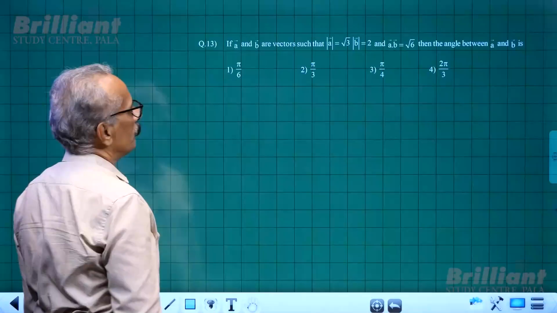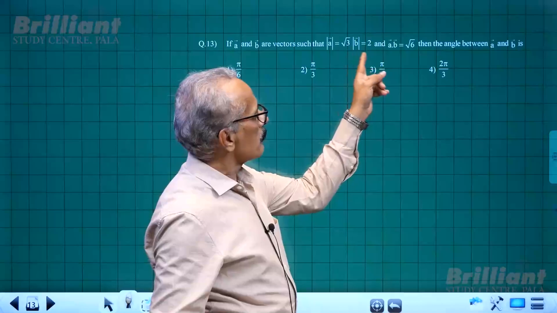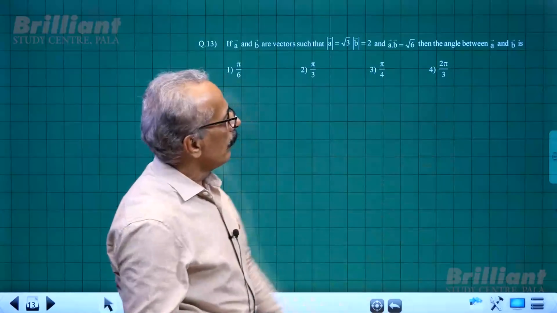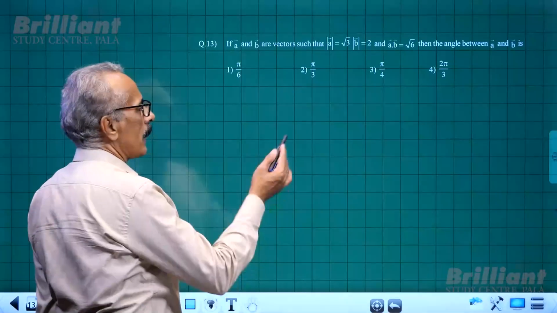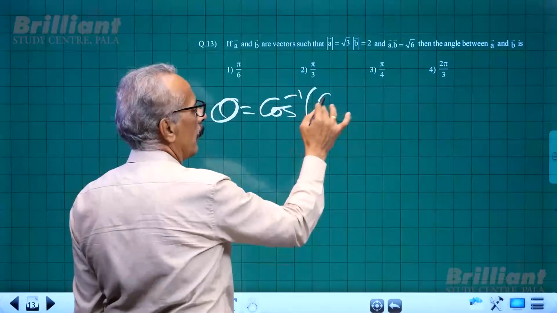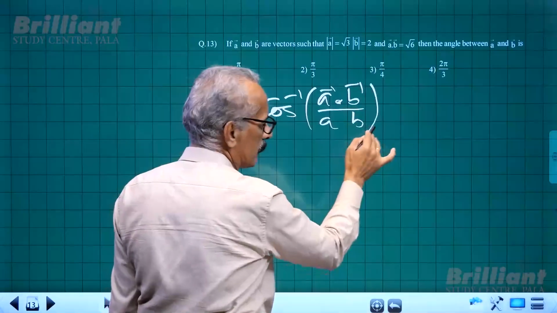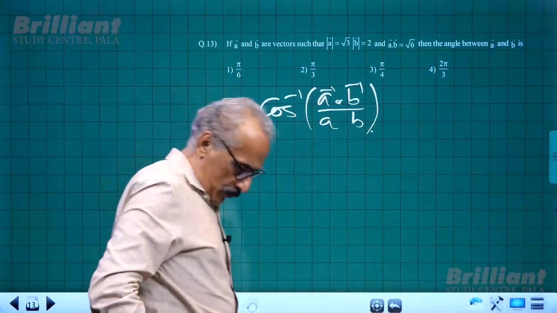On to the next question. A and B are vectors such that modulus A is given, modulus B is given, A dot B is given. Find the angle between A and B. Theta is equal to cos inverse A dot B divided by modulus A into modulus B. That's the formula for the angle between two vectors.